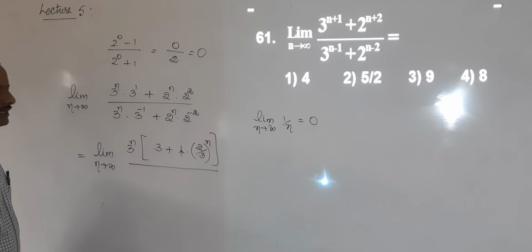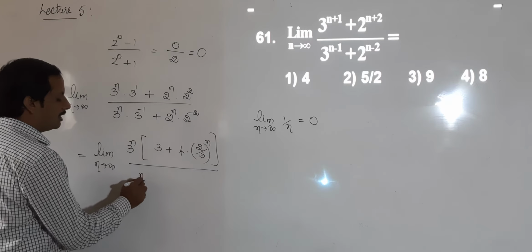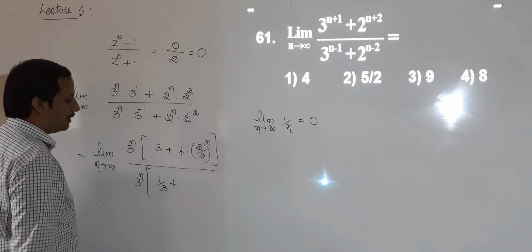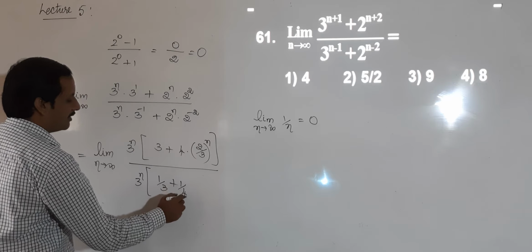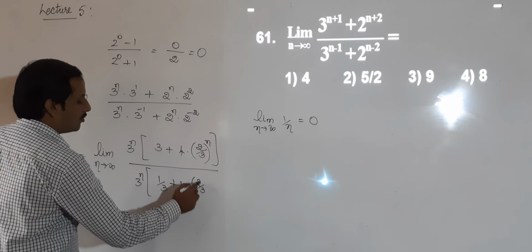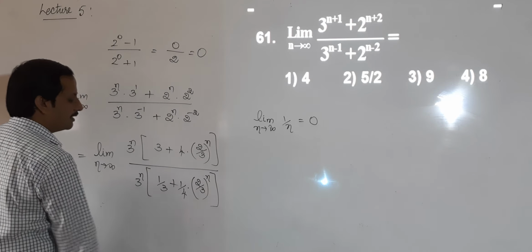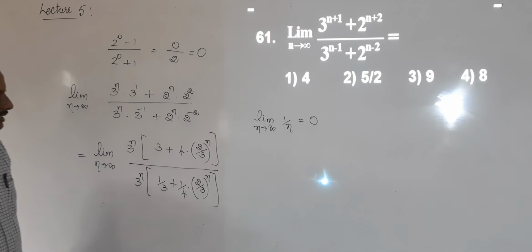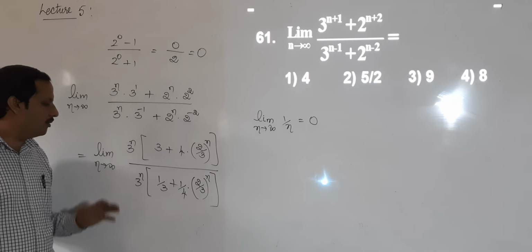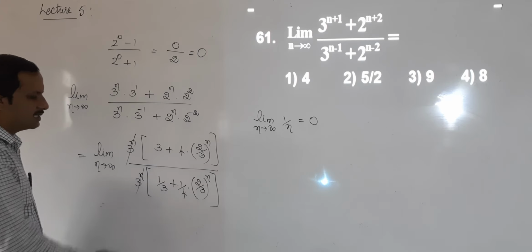I do the same thing in the denominator also. 3 power n into 3 power minus 1, which is 1 by 3, plus 2 power minus 2, that is 1 by 4, into 2 by 3 whole power n. 2 power n by 3 power n, I am writing as 2 by 3 whole power n. Now this 3 power n, 3 power n gets cancelled.